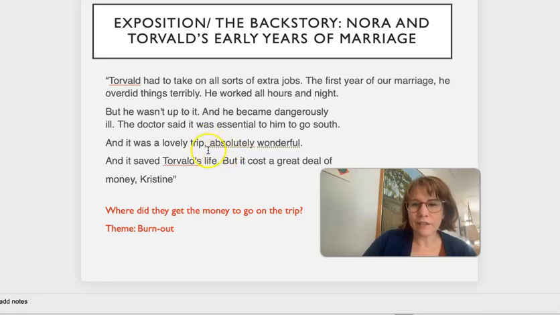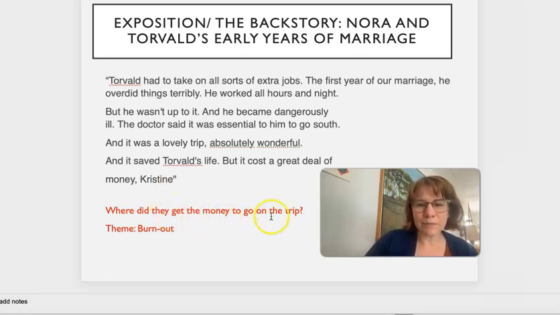So despite not having money because they're just newly married and he's just starting out in his business, they didn't have the money for this trip, but Nora believes, and the doctor tells her, that it's absolutely necessary for them to go on this trip for Torvald to recover. So Nora is going to borrow the money to make sure that their family gets to go on this rest-filled vacation.